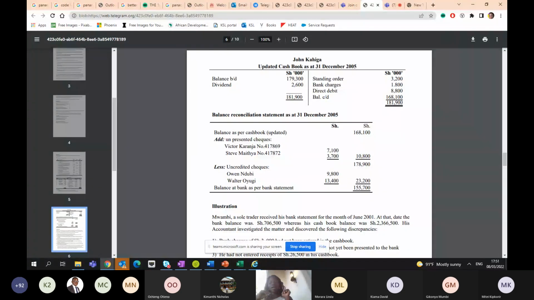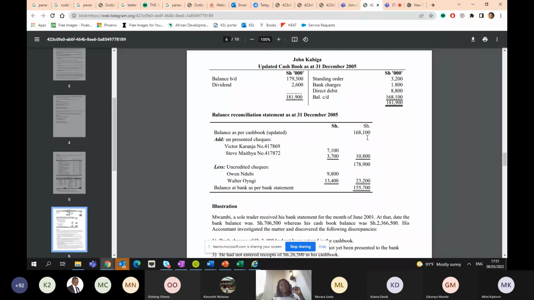Okay, so we can move on then to the next part. Now you have your correct cash book and you still have your bank statement and they are still not balancing, because the balance as per bank is 155, your balance is 168. It means that there's still an issue. So now how do you start?